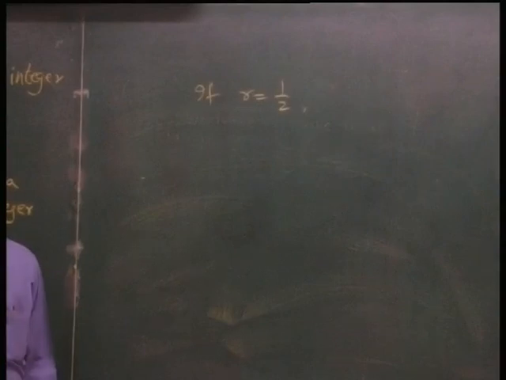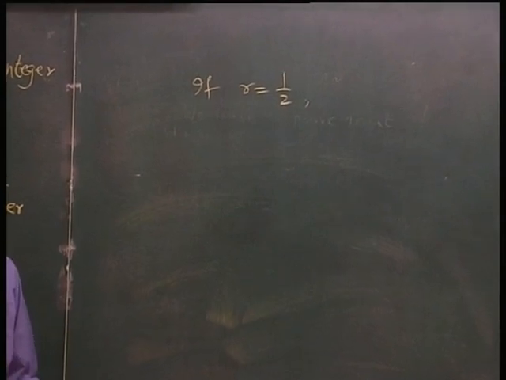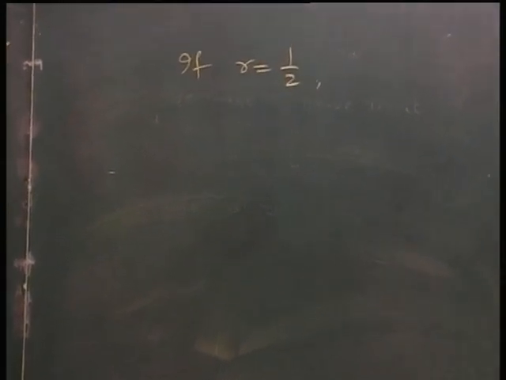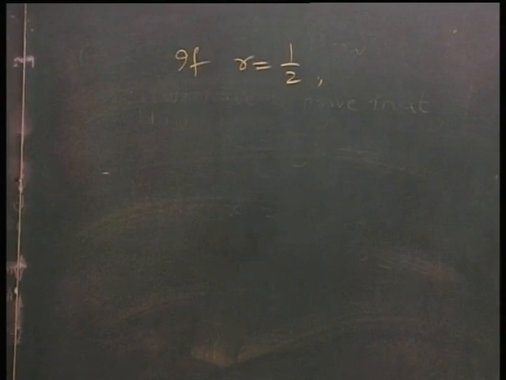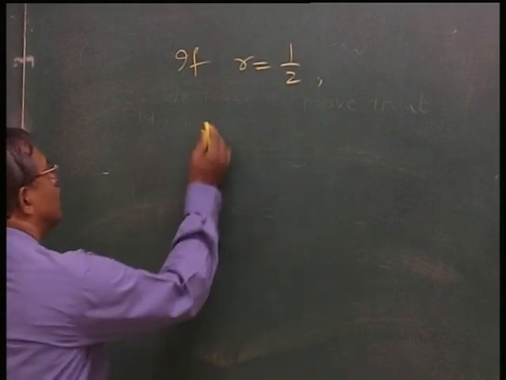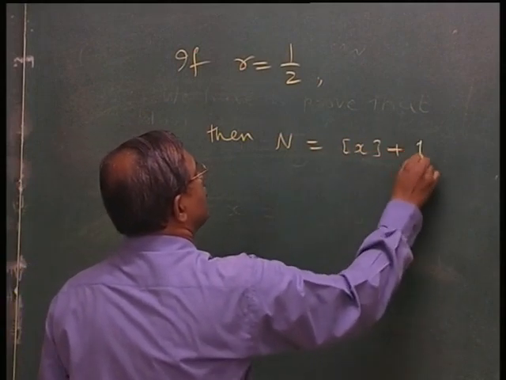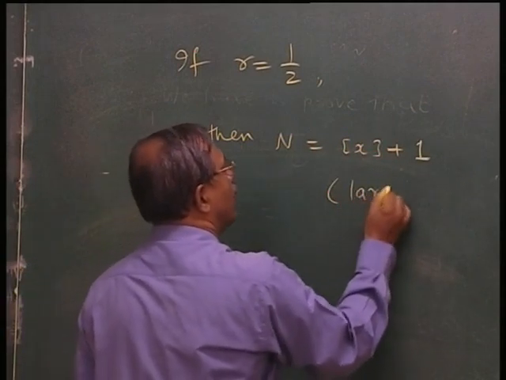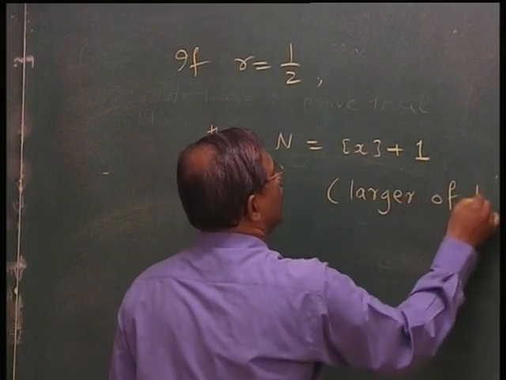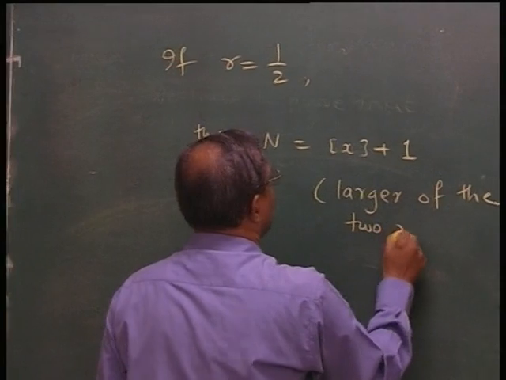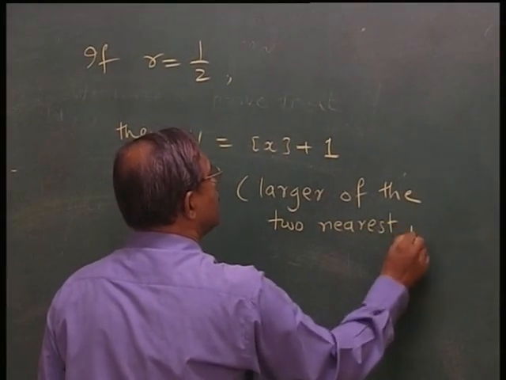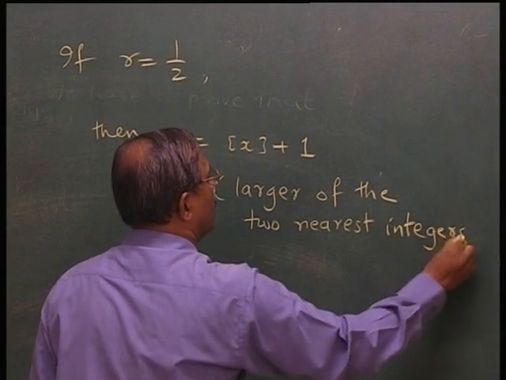Now the third case, if r equal to 1/2, there are two possibilities. Nearest integers, there are two. One is the integral part of x, another is the integral part of x plus 1. Which one is larger? The larger one is the integral part of x plus 1. So then n is equal to the integral part of x plus 1. This is the larger of the two nearest integers.